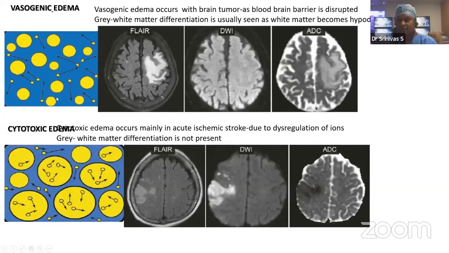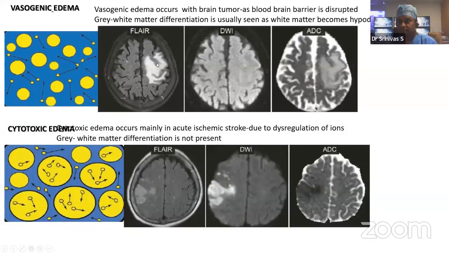So two types of edema are usually seen. These are cytotoxic edema and vasogenic edema. Cytotoxic edema occurs mainly in acute ischemia, as we said earlier. Here in the diffusion weighted image, this acute infarction causes a cytotoxic edema and appears as a bright structure, that is a hyperdense lesion.